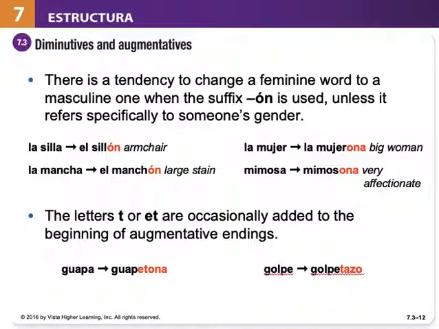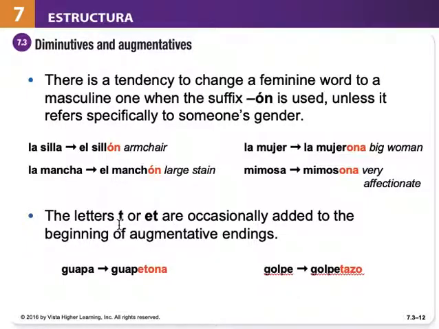There is a tendency to change a feminine word into a masculine when the suffix is on, unless it refers to someone's specific gender. La silla, sillón. La mancha, manchón. See, from feminine to masculine. If it's a word without gender. Please notice this too, when words are referring to someone's gender: la mujer, la mujerona, mimosa, mimosona.